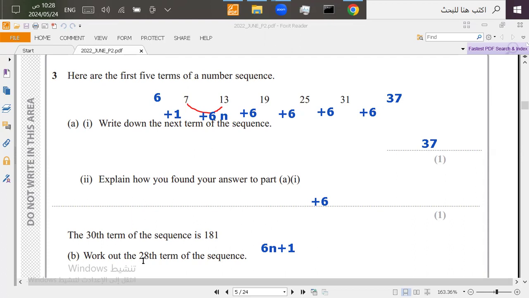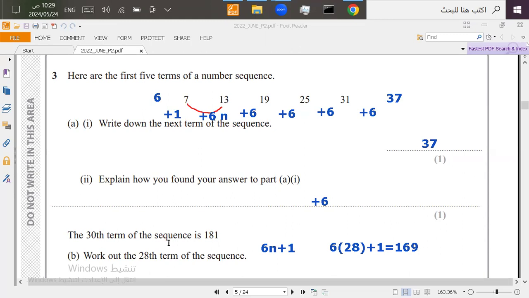Because we're adding 6 every time, you can subtract 12 to get to the 28th. Or you can use this, put 28 instead of n. So it's going to be like this, 6 bracket 28, and then plus 1. Now let's do this with the calculator. 28 multiplied by 6, and then plus 1, and the answer will be 169. Same idea if I take 181, 181 minus 12 is going to be 169.